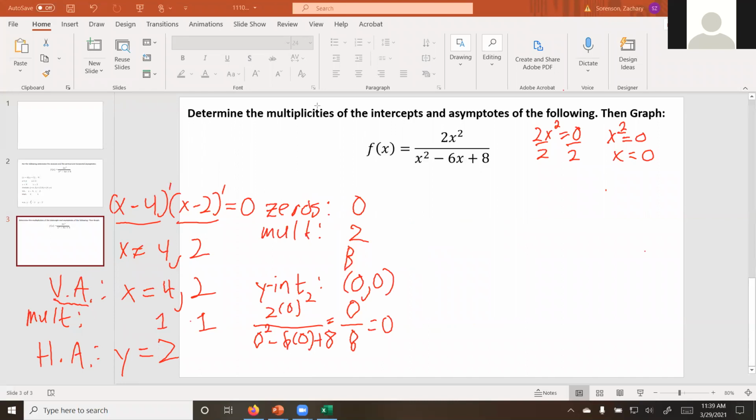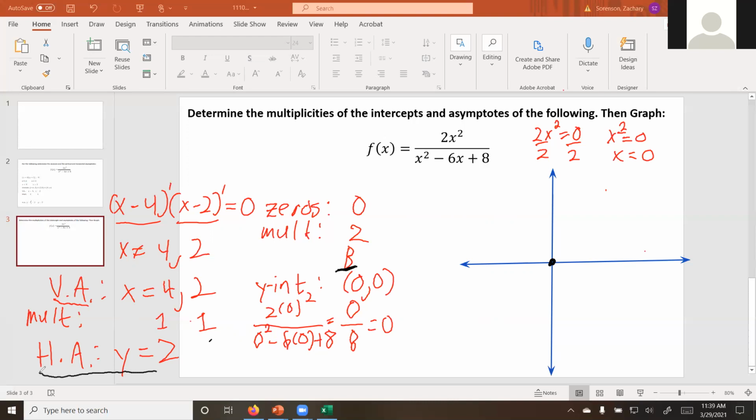Now I'm going to put everything together. Well, let's start with the things I know. Let's plot my intercepts. That's not super new, and in this case it's actually pretty easy to do, right? My zero is 0, so that's this, and my y-intercept is also that. So that's all I have to do for my intercepts. Remember that when I'm drawing my graph, the multiplicity of that intercept is going to be a bounce, but that's honestly about it for that part.